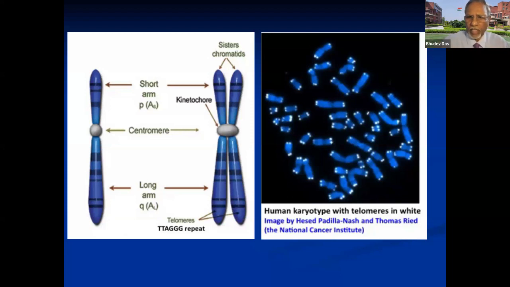So this is brief, and on the right side it is shown how the telomeres can be stained on the human karyotype, with the image showing a specific fluorochrome used for the repetitive DNA sequence.